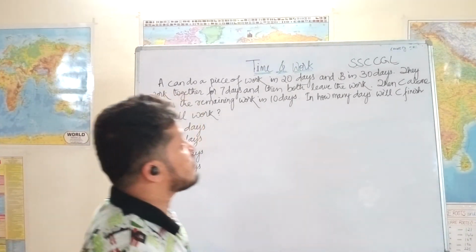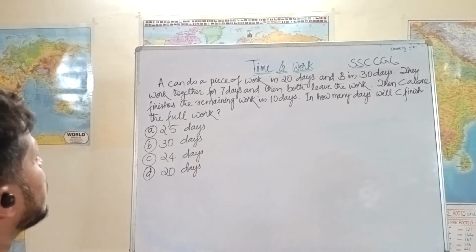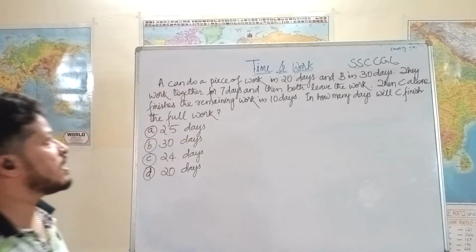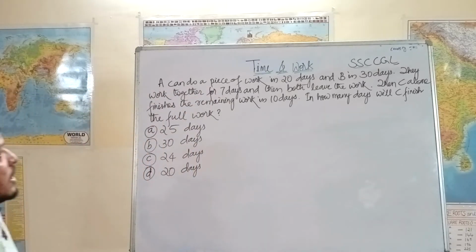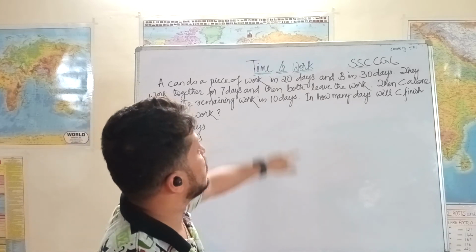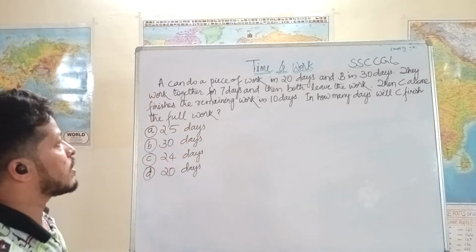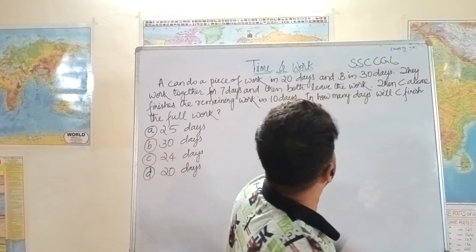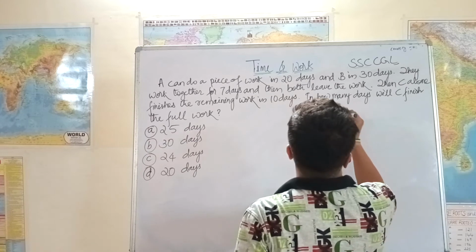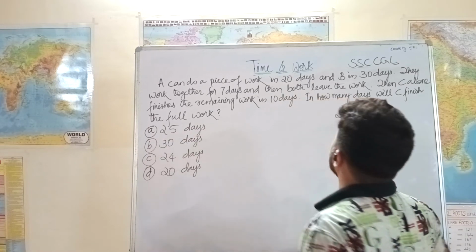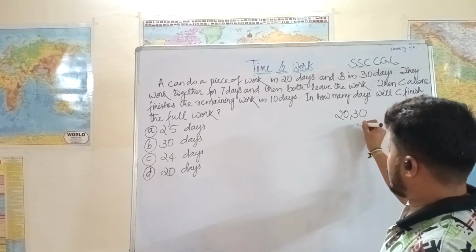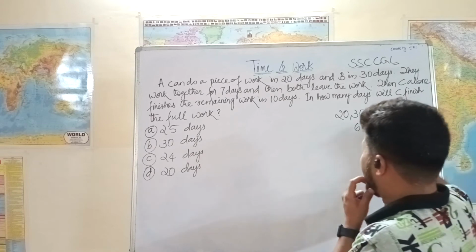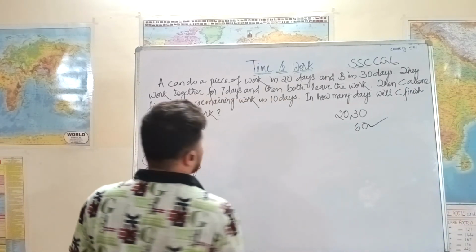Okay. Next question, from SSC again. A can do a piece of work in 20 days, B in 30 days. They work together for 7 days and then both leave the work. Then C alone finishes the remaining work in 10 days. In how many days will C finish the full work? See, A can do it in 20 days and B in 30 days. Let's take the LCM of 20 and 30. So it is 60, because 60 is the LCM. So let's assume 60 units of work has to be done.